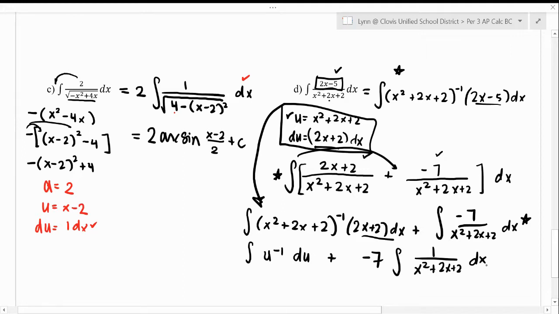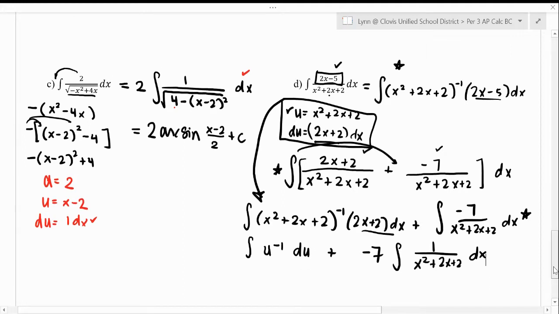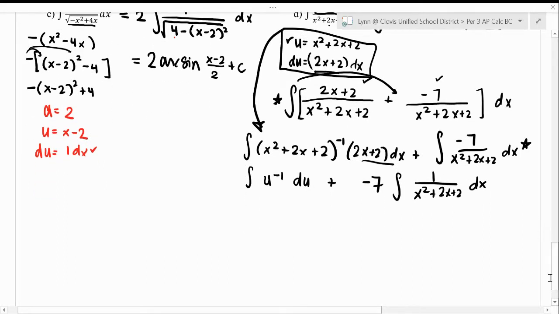And then now I need to think about, okay, what can I do for that side? Because I can't use the same u du because I don't have that 2x plus 2. So this side over here is going to be completing the square, just like we've done on the last half dozen problems. So this integral on the left, that's just the natural log of u. And then I have minus 7, and then I'm going to complete the square over here. So that would be x plus 1 squared plus 1. And then now I can do my arctangent.